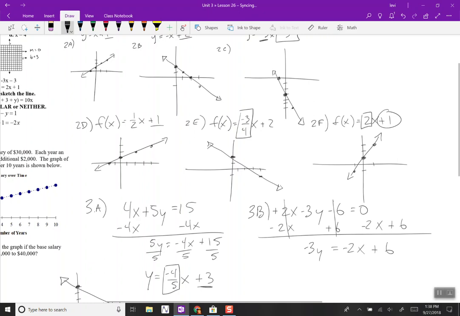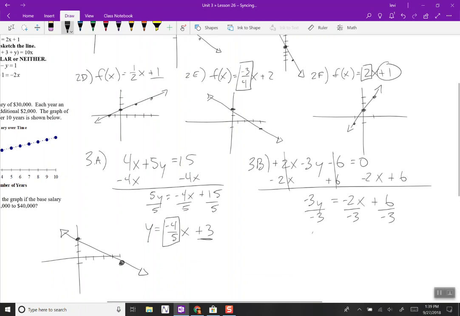So now how do I get rid of that negative 3? We've got to divide by negative 3. So we divide each term by negative 3, and we get y equals, now two negatives make a positive, so that's 2/3 x minus 6 divided by 3 is 2.